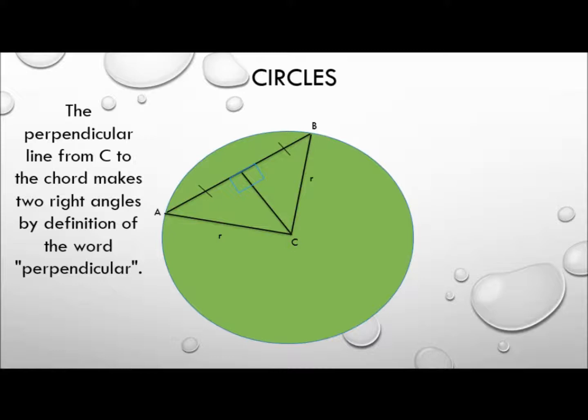Now, by definition, the perpendicular line from point C to the chord makes two right angles. This is because the word perpendicular means it touches the line at 90 degrees. That the perpendicular means 90 degrees, and 90 degrees is a right angle. So by definition, our line from the centre, the perpendicular line to the chord, is at 90 degrees to the chord.